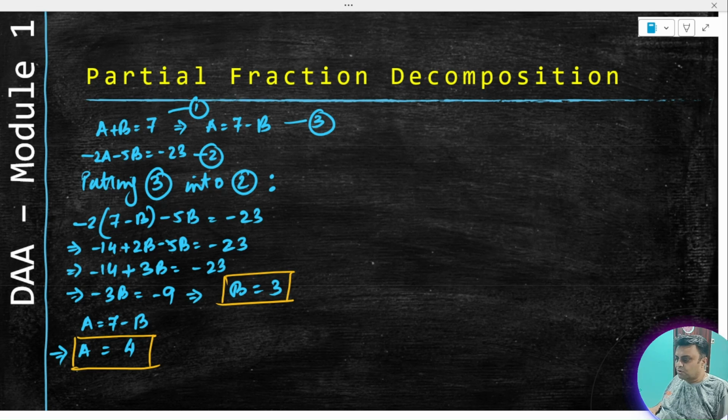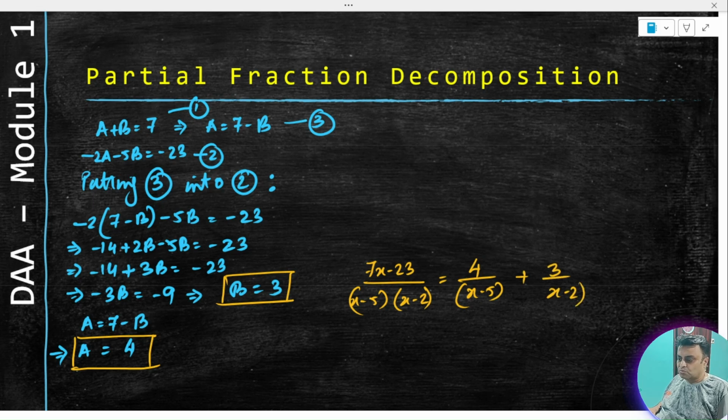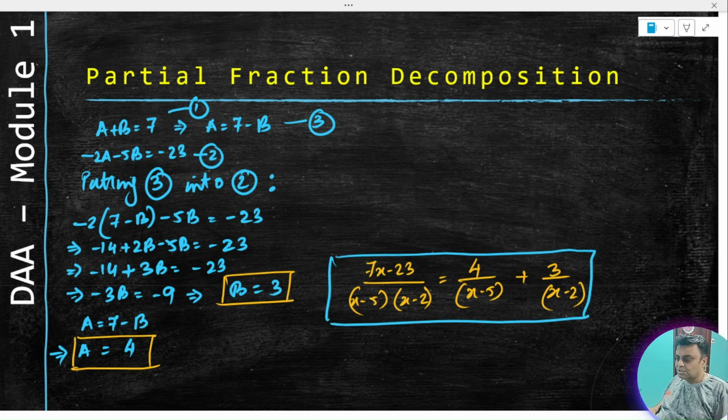So we can therefore write the equation as 7x minus 23 by x minus 5 and then x minus 2 as a partial fraction decomposition of 4 by x minus 5 plus 3 by x minus 2. So this is what you need to remember. This is what you need to solve when you start working with generating functions.